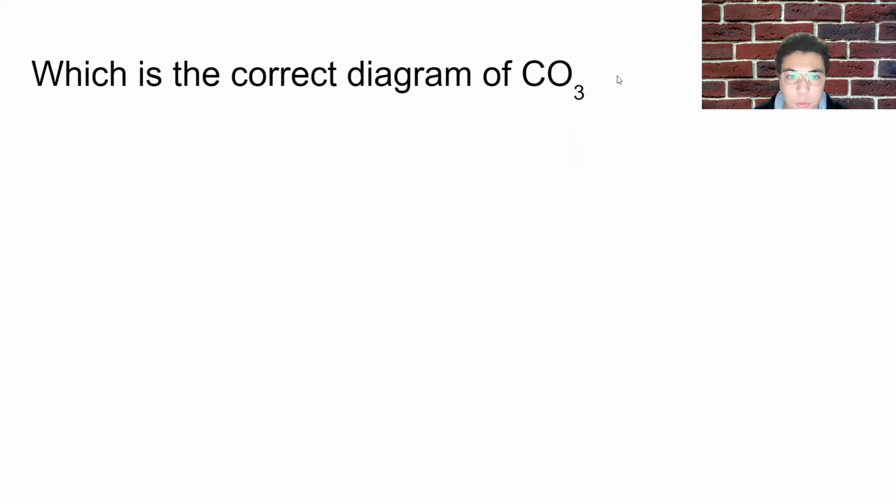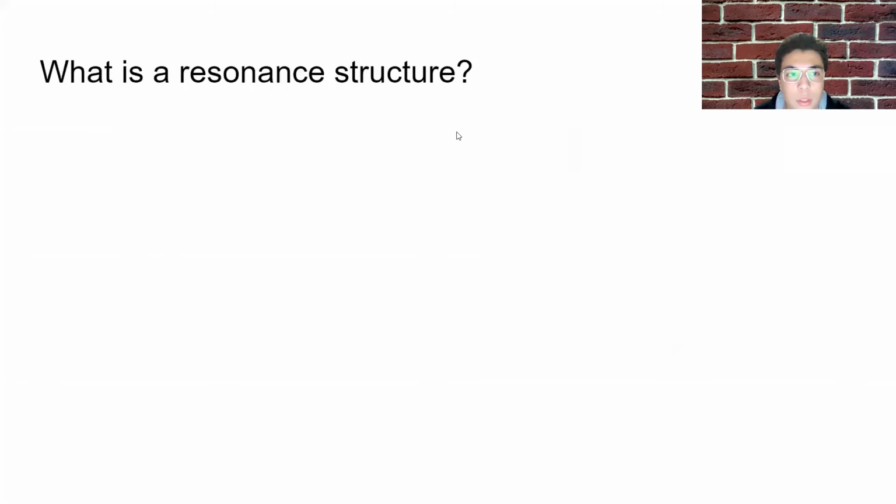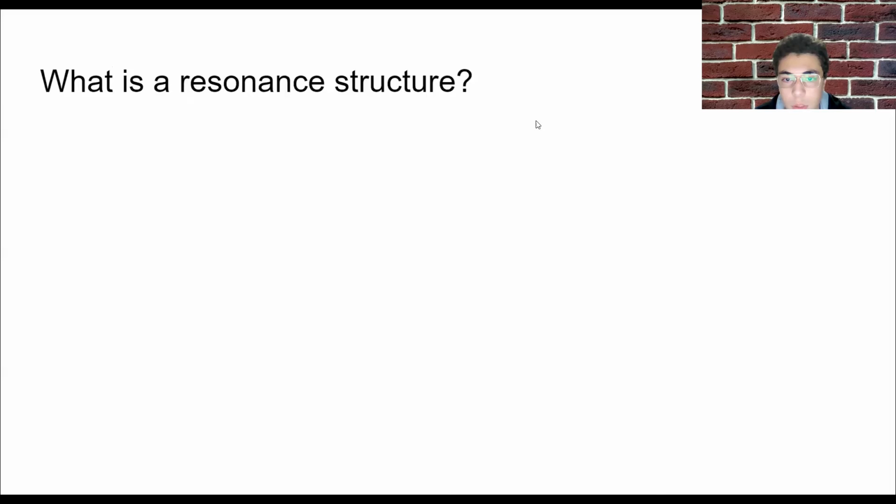First, I want you to choose which of these is the correct diagram for carbon trioxide. As you thought, all of them are correct. But why are they different? They are called resonance structures.